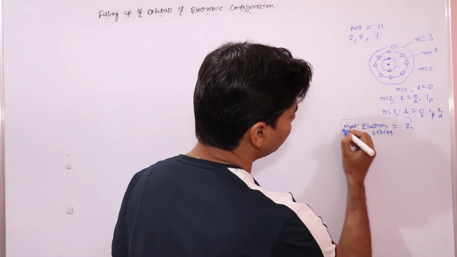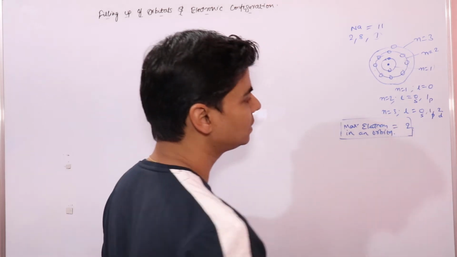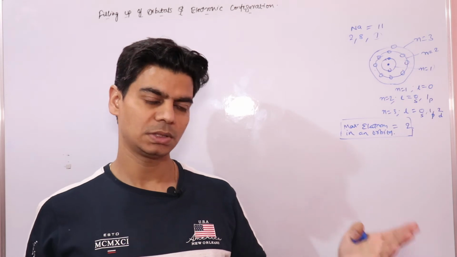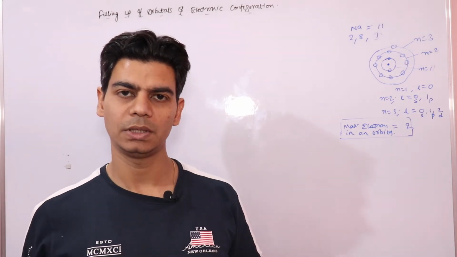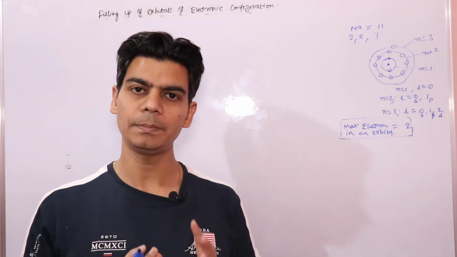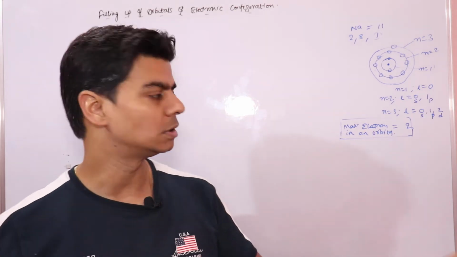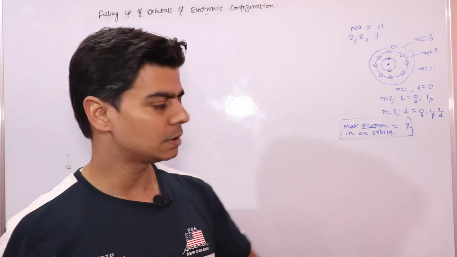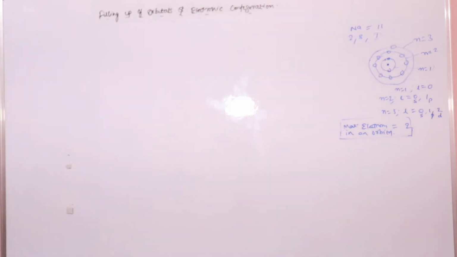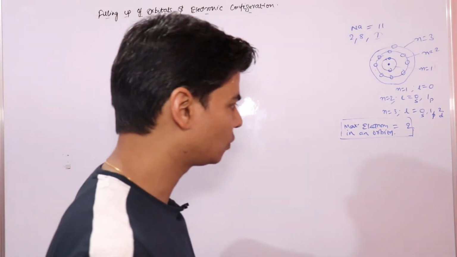Now we will see how to use these things in writing the electronic configuration, and before we write the electronic configuration, we'll be looking into some rules that will guide us to fill up electrons in the various orbitals, that is s, p, d and f. If the element has f orbitals, then we fill electrons in f orbitals too.